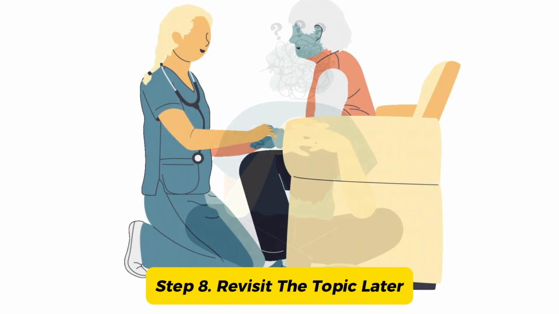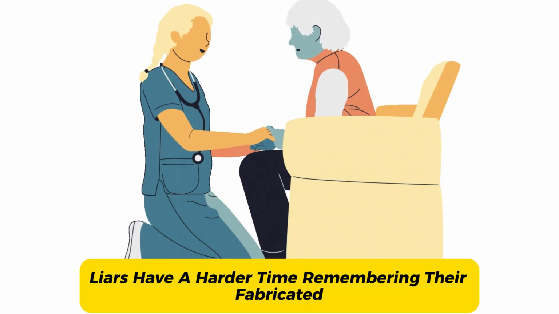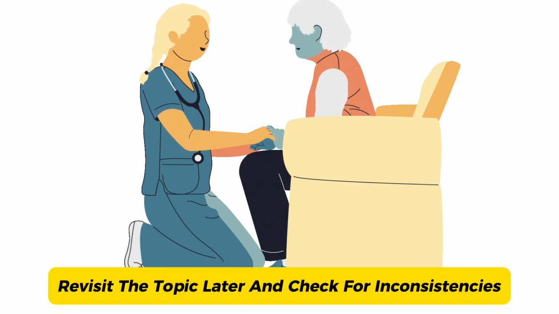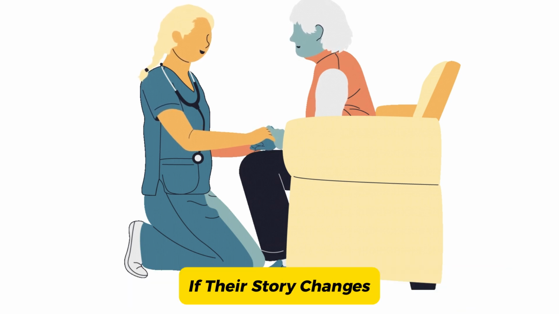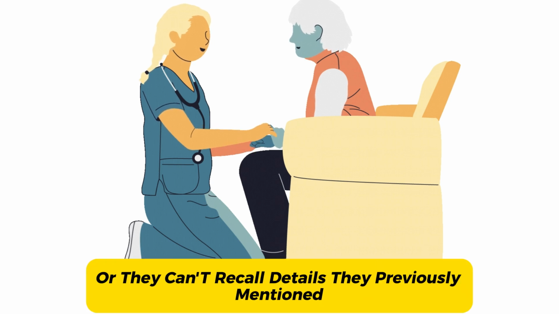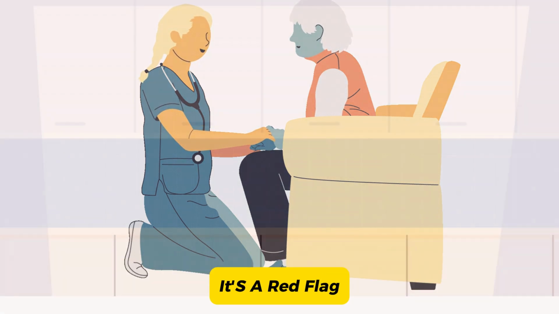Step 8. Revisit the topic later. Liars have a harder time remembering their fabricated stories. Revisit the topic later and check for inconsistencies. If their story changes, or they can't recall details they previously mentioned, it's a red flag.